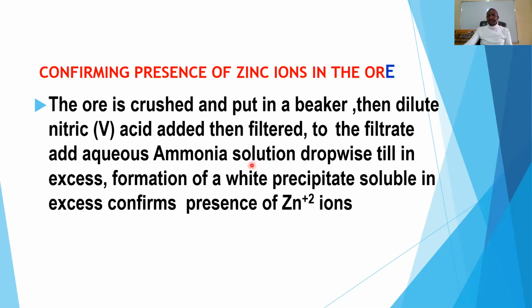Then to the filtrate, which you expect to contain the zinc ions, you add aqueous ammonia, drop by drop, then in excess. Formation of a white precipitate, which is soluble in excess, confirms presence of zinc ions. Zinc is the only cation which is going to form a white precipitate which is soluble in excess aqueous ammonia.